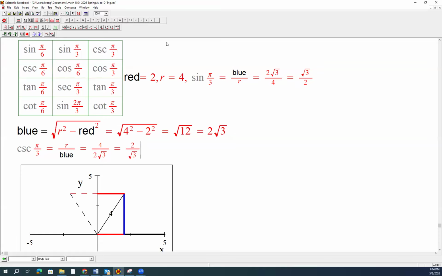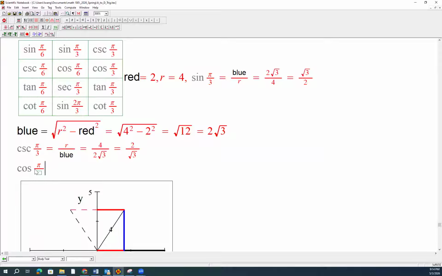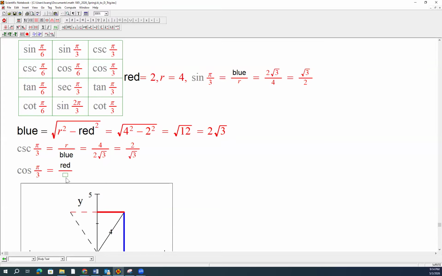How about cosine pi over 3? Cosine pi over 3. That's red over R, right? Red is 2, R is 4. So that equals 1/2. Okay, so cosine pi over 3 is taken care of.